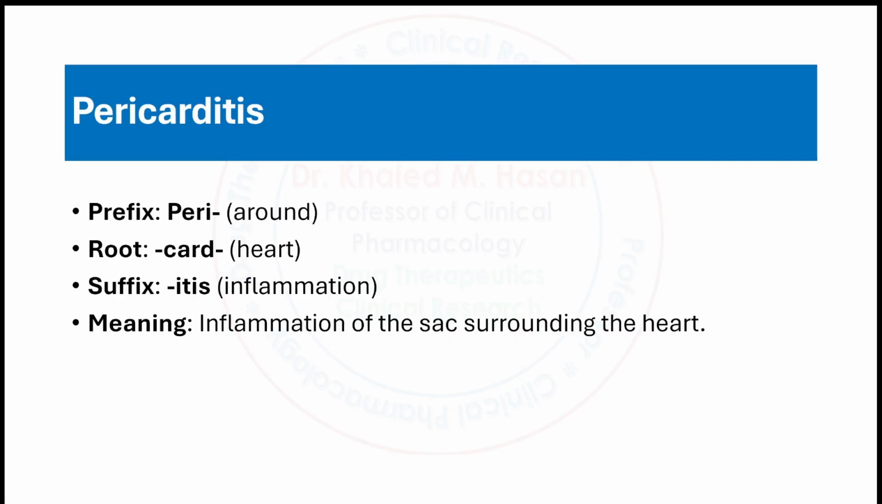Next word will be pericarditis. Peri as a prefix means around. The root of the word, card, means heart. Itis means inflammation. So pericarditis means inflammation of the sac surrounding the heart. Peri, around; root card, heart; and itis, inflammation.